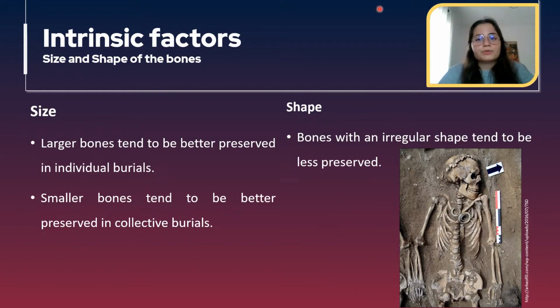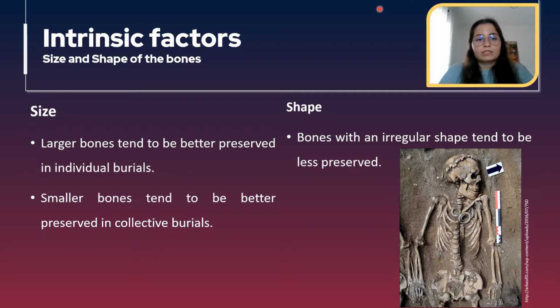So in individual burials, the larger bones are the ones that tend to be more preserved because there aren't other bones of other individuals that can be damaging these ones. On the other hand, in collective burials, the smaller bones are the ones that usually are better preserved because they are less susceptible to be affected by other individuals. So in this case, you have to think about the time when the individuals were buried.